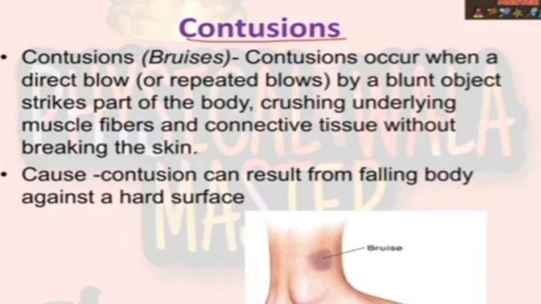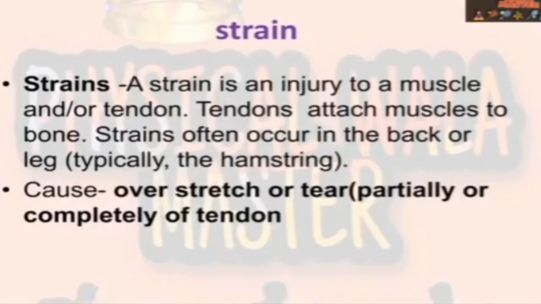Now we'll study strain. Strain is also a muscle injury. Strain can be mild as well as severe. Sometimes the complete muscle can be ruptured. In case of complete rupture, it is not possible to move that part of the limb. There may be severe pain around the rupture.